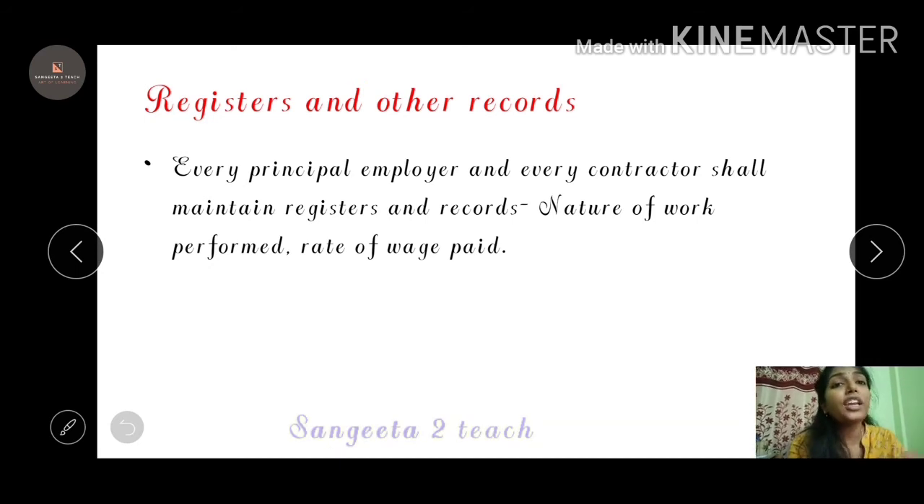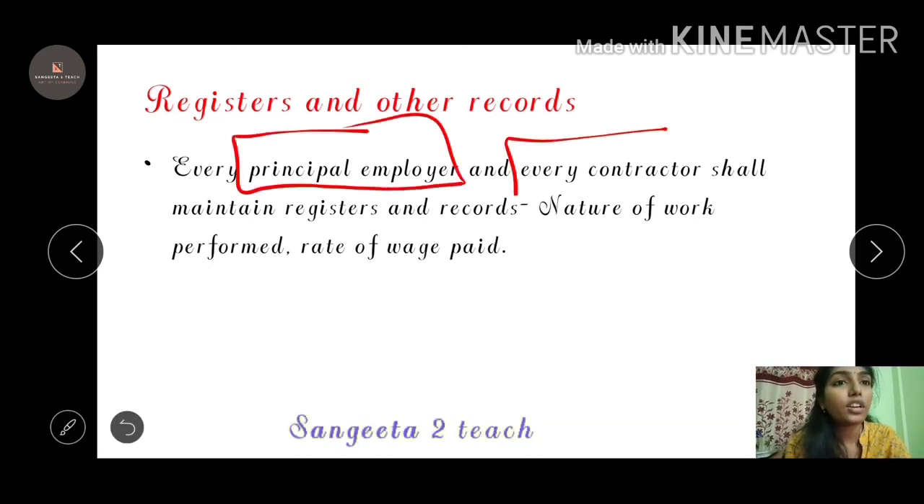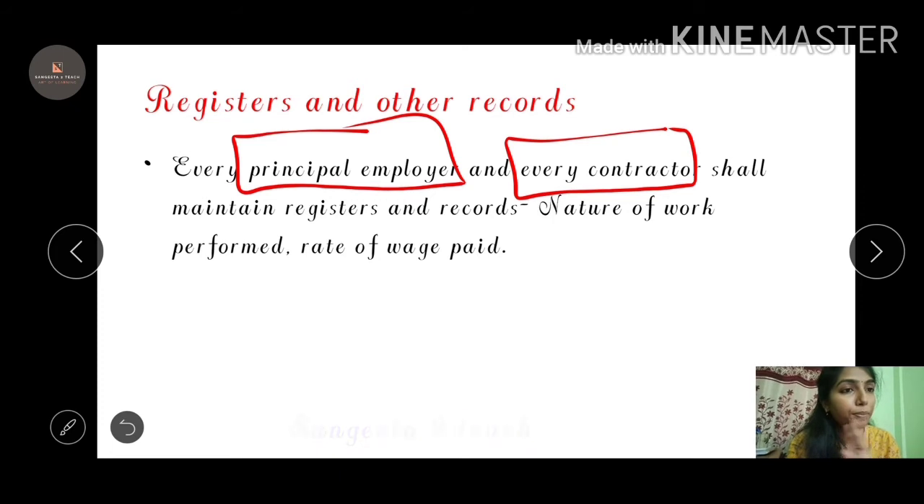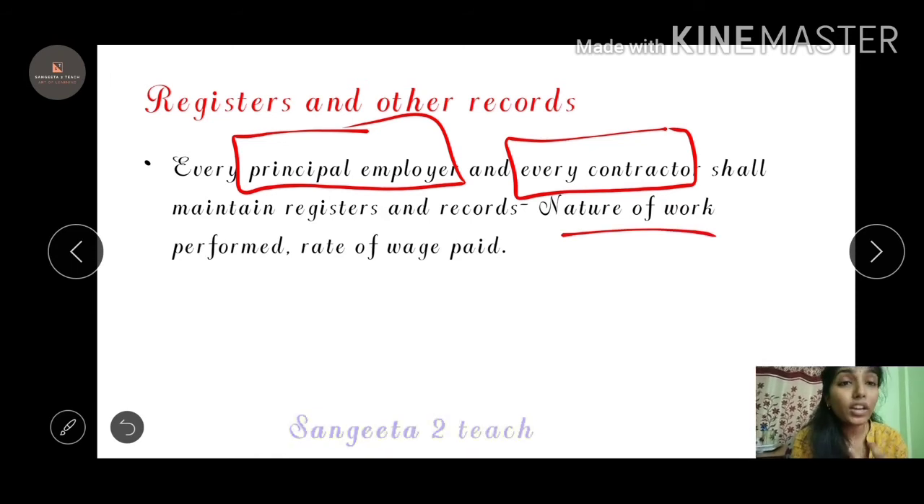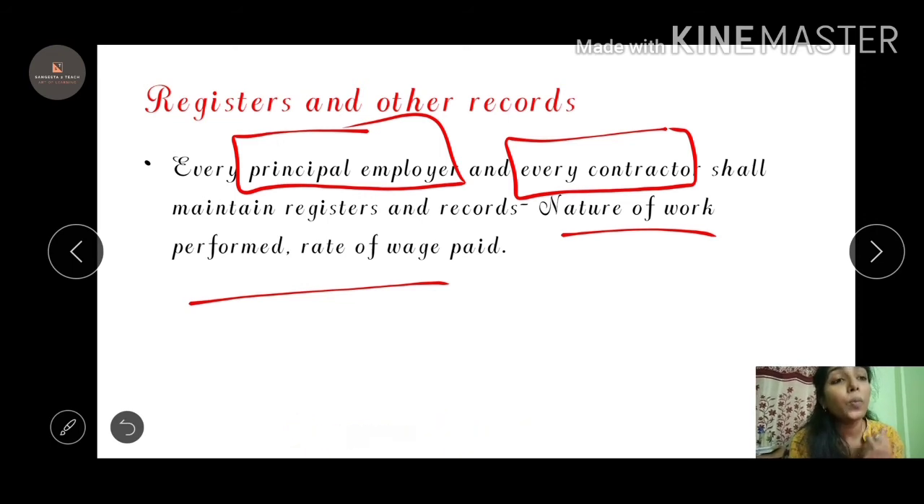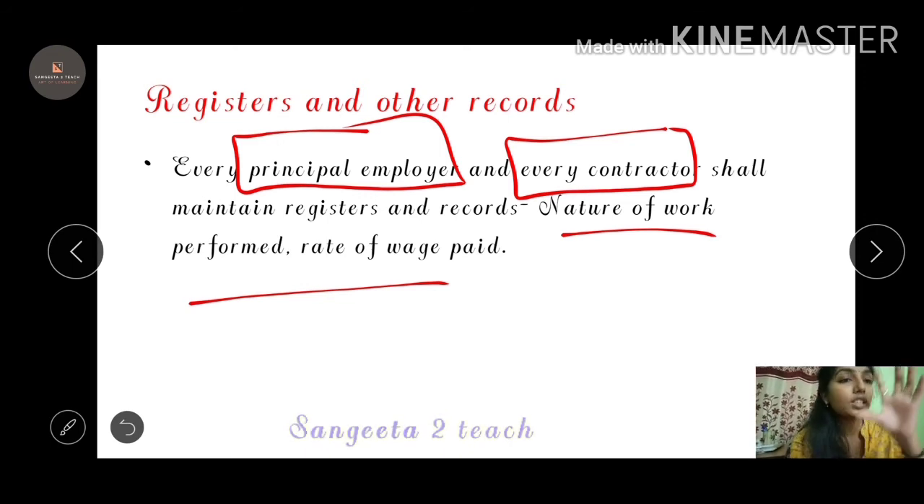Coming to the registers and other records. In this, every principal employer and every contractor shall maintain the registers and records. It is simple. The two important bodies, the principal employer and the contractor, shall maintain the registers and records. What is there in those records and registers? The nature of work performed by the contract laborers, and the rate of wage that is paid to the contract laborers. Two things. The nature of work, what kind of work has been performed, and what wage has been paid, is registered in the records. Okay, who will maintain them? The principal employer and the contractor.